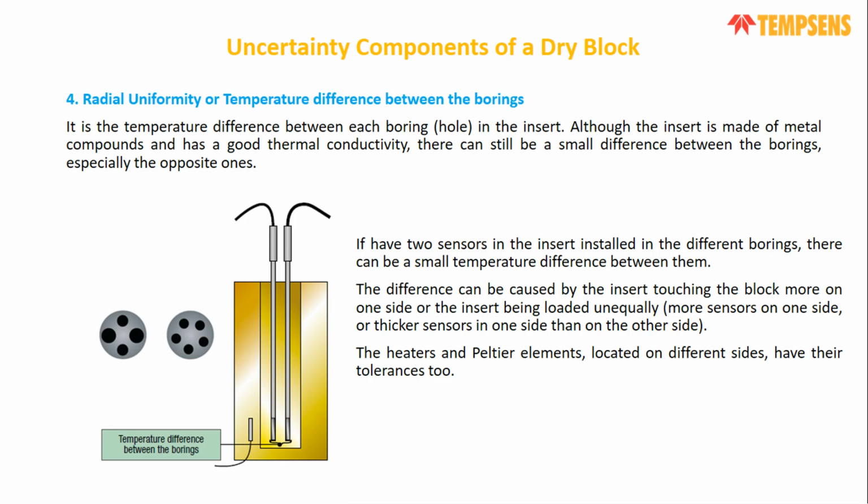Or sometimes customers use the wrong boring. If we give a 6 diameter, they have a sensor, but sometimes they use an 8.5, 10.5, or 12.5 diameter hole. At that time you will get very bad radial non-uniformity. This is the reason you sometimes get hole to hole differences in the insert section. Also, if the insert touches the hole more on one side and less on the other side, or sometimes you put more sensors on one side and fewer on the other side, then also you will get radial non-uniformity for the dry block temperature calibrator.